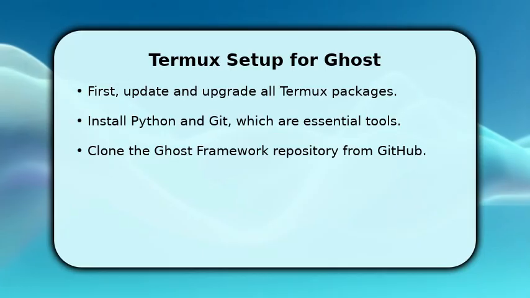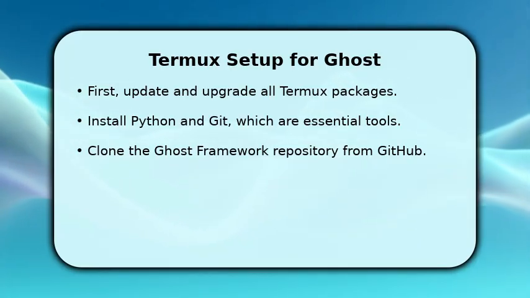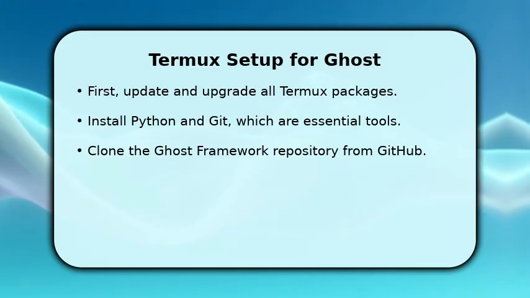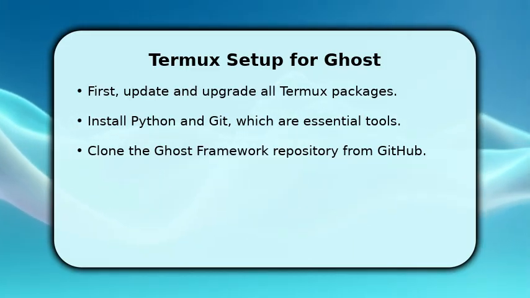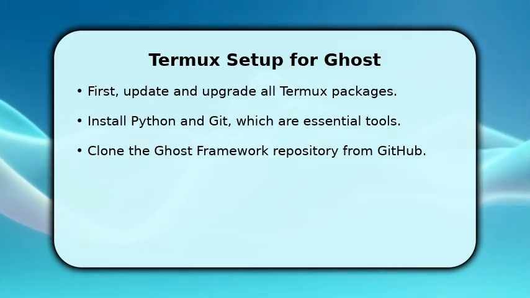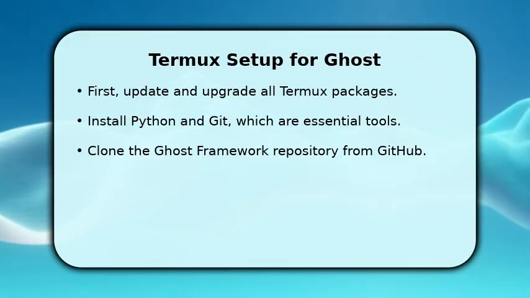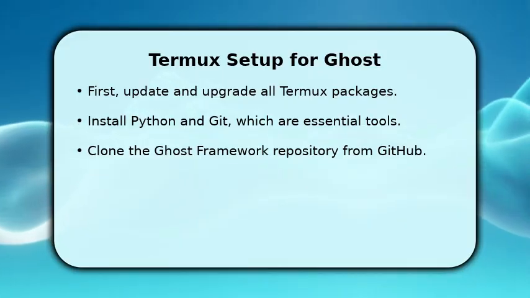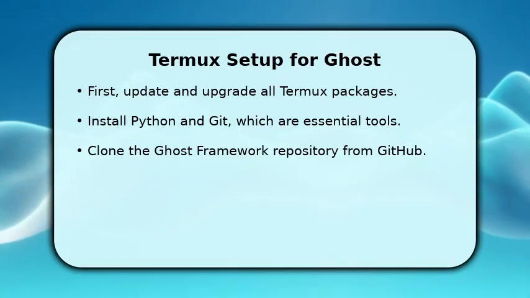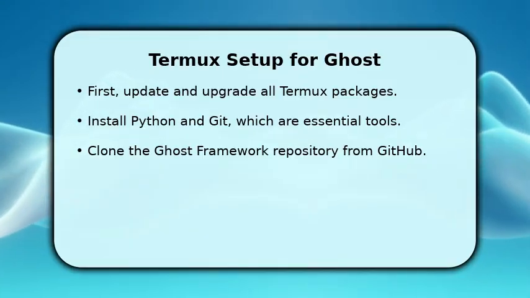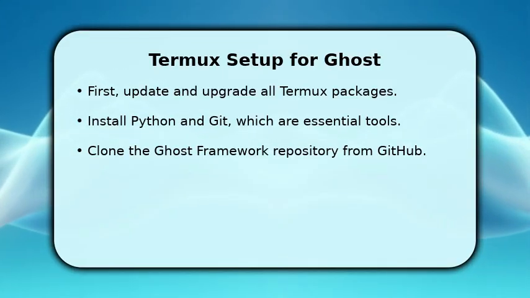To begin, you'll need to prepare your Termux environment. Start by updating and upgrading all existing packages to ensure everything is current. Next, install Python and Git, as these are fundamental for the framework's operation. Once those are in place, you can clone the Ghost framework repository directly from GitHub. After cloning, navigate into the newly created directory to proceed with the next steps.